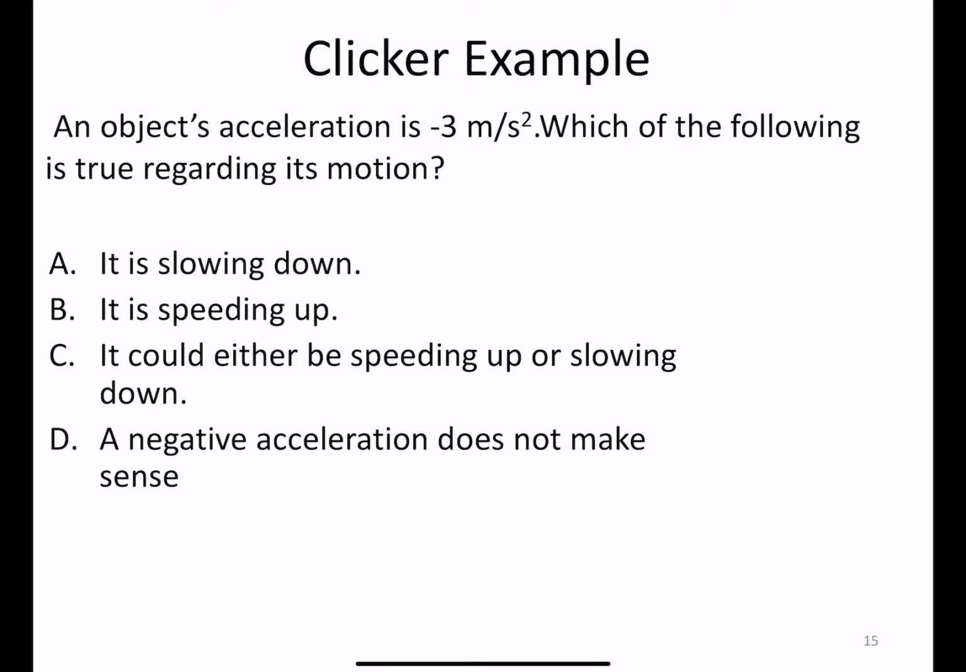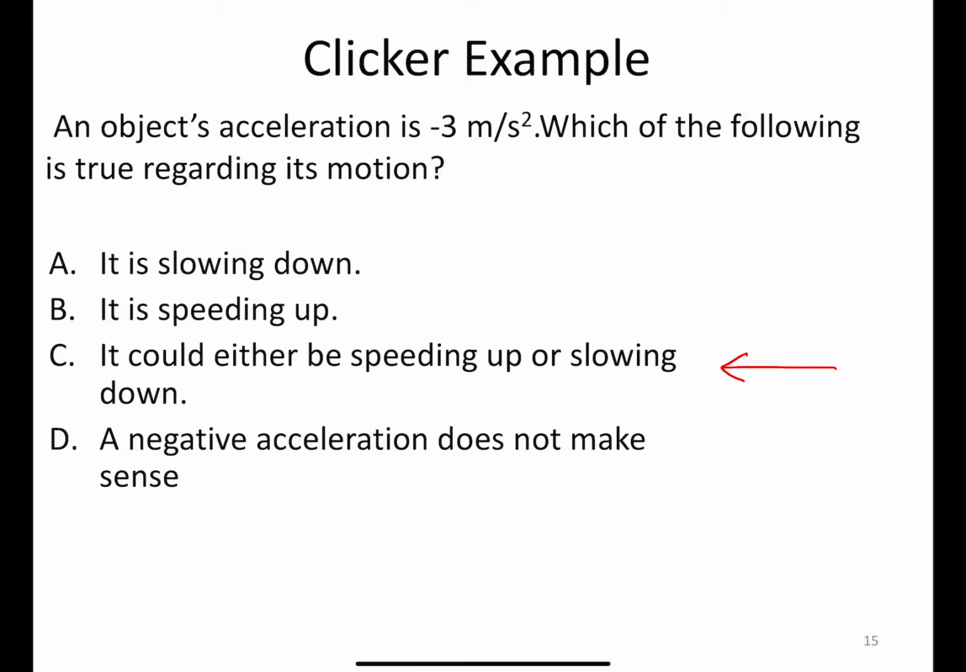All right, so let's try this question. An object's acceleration is minus 3 meters per second squared. Which of the following is true regarding its motion? I would recommend pausing the video at this point and seeing if you can figure this out on your own. Okay, the correct answer is C. It could be either speeding up or slowing down.